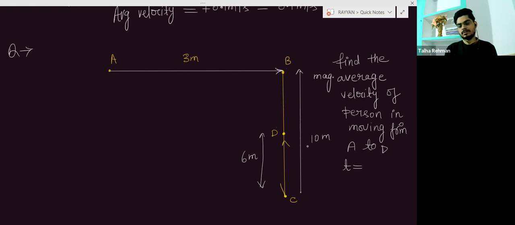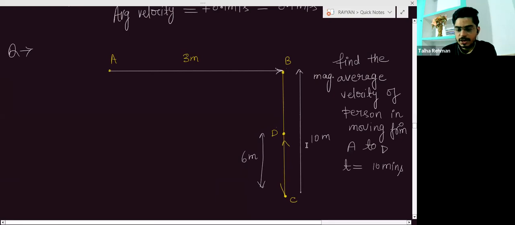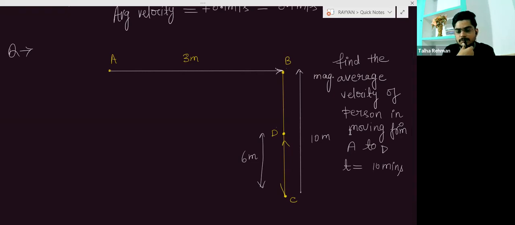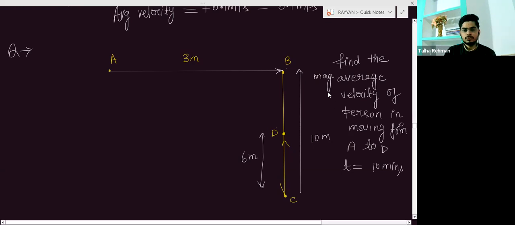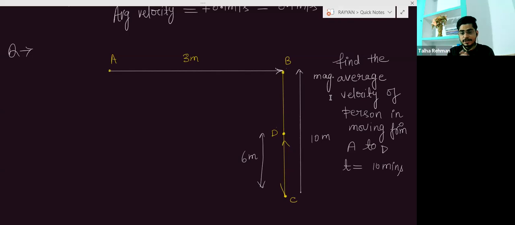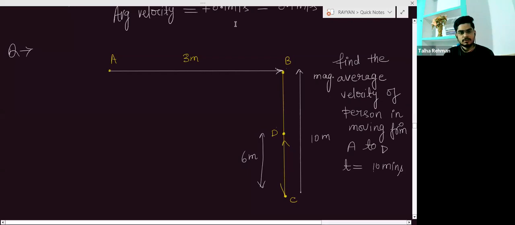Take it as 10 minutes. Now try this question. Then I will try. Okay, Azan. Rayyan. Try this. Apply your mind. You have to remember, for average velocity, total displacement divided by total time. Somehow you have to calculate the total displacement. And this time, I'm just asking the magnitude, not the direction.